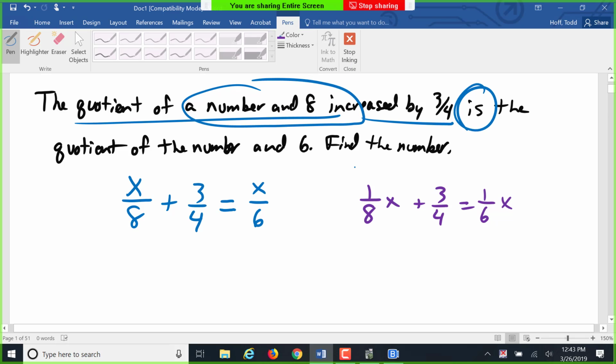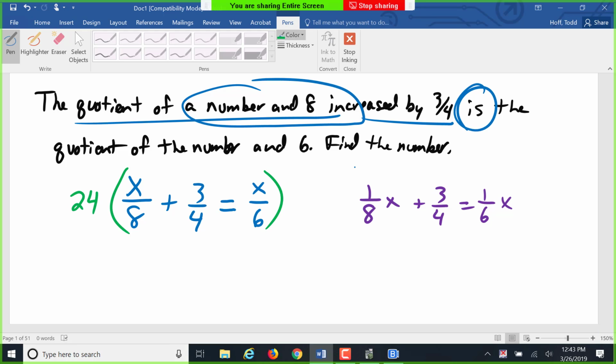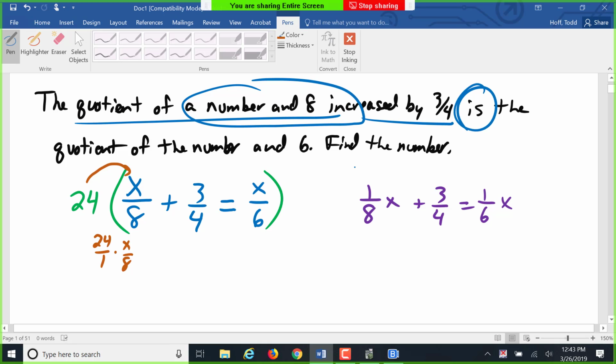But let's practice using our common denominators. For 8, 4, and 6 being our denominators, what would our least common denominator be? 24. Good. So now when I multiply here, 24 times x over 8, so 24 over 1 times x over 8. I'm going to cross cancel the 24 and 8, both divide by 8 to give me 1 and 3. Well, 3 times x is just 3x.